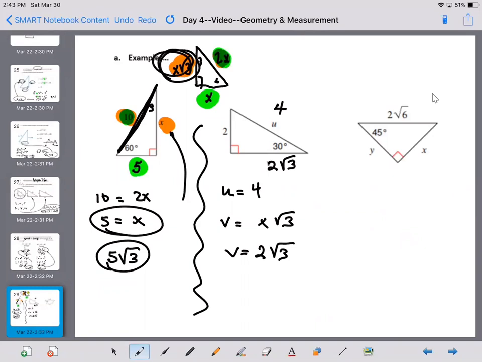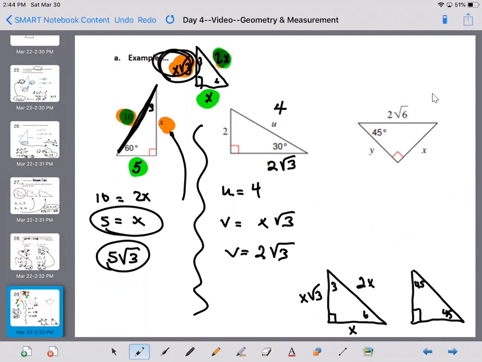So everything, like I said, is based off of this relationship of the 30, 60, 90, with 30 being x, 90 being 2x, and the 60 being x times the square root of 3. Think about how that works with the 45, 45, 90, where this is x, and this is x, and this is going to be x times the square root of 2.